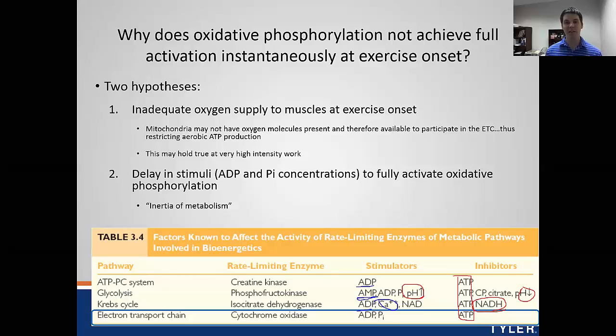All right, so that'll end it for this lecture. Next, we're going to talk about the oxygen deficit and debt that are paid during exercise, at the beginning and at the end of exercise, since we just finished up what happens within exercise.